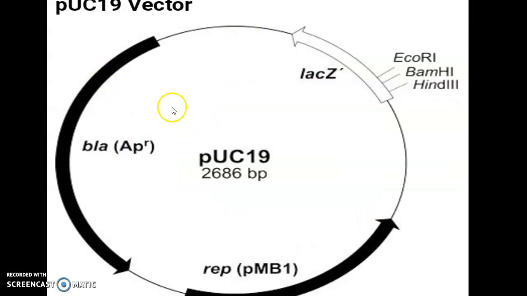Another artificially synthesized plasmid, used as a vector to carry foreign DNA into any bacterial colony, is pUC19. P stands for plasmid, U stands for University, and C stands for California. It means this plasmid was constructed at the University of California with the help of 19 co-workers. Hence the name pUC19. This plasmid has a unique marker gene.